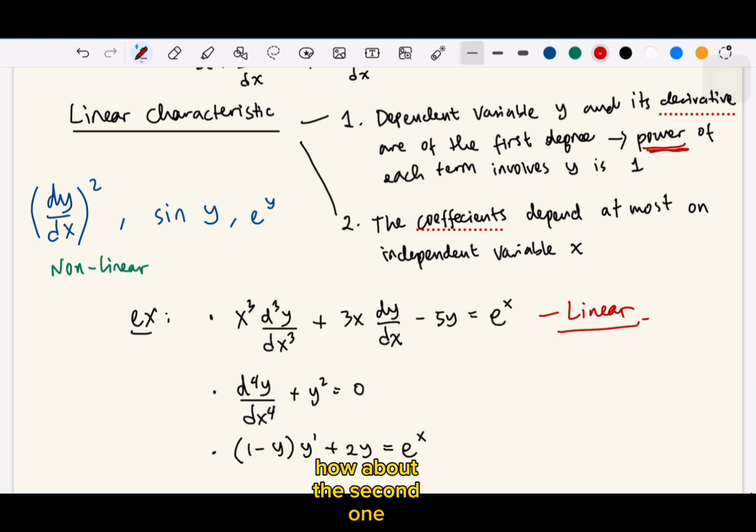How about the second one? Is it linear? No, because we have this, right? So it's nonlinear. Let me write here: this power is above 1, so nonlinear.